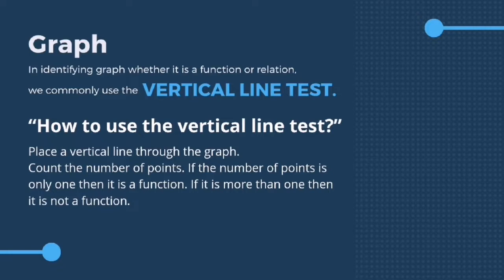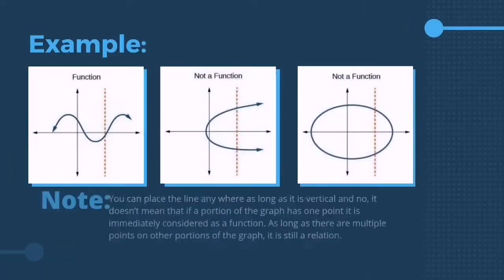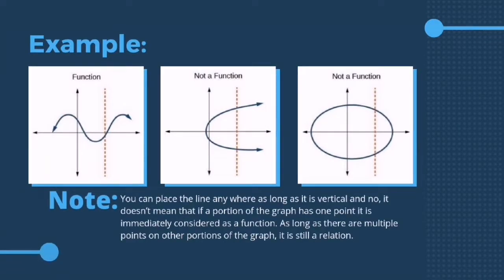Well, it's fairly simple. As the name suggests, you place a vertical line through the graph and count the number of points. If the number of points is only 1, then it is a function. And if it is more than 1, then it is not a function. Yes, you can place the line anywhere as long as it is vertical. And no, it doesn't mean that if a portion of the graph has 1 point, it is immediately considered as a function. As long as there are multiple points on other portions of the graph, it is still a relation.